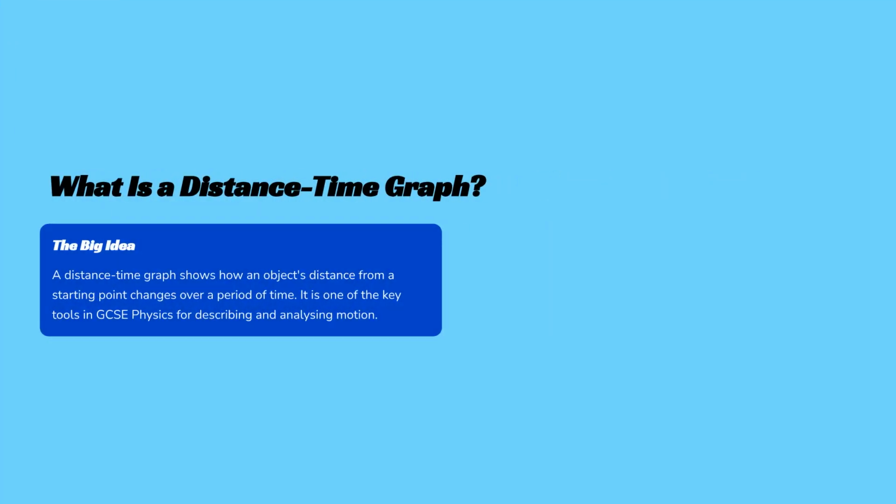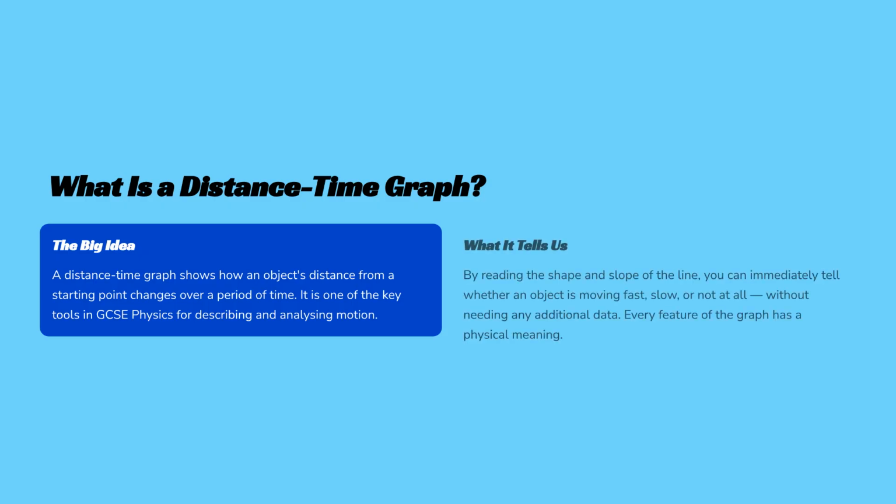It is a key tool in GCSE Physics that shows how an object's distance from a starting point changes over time. By analyzing the slope, you can determine how an object is moving without needing extra data.